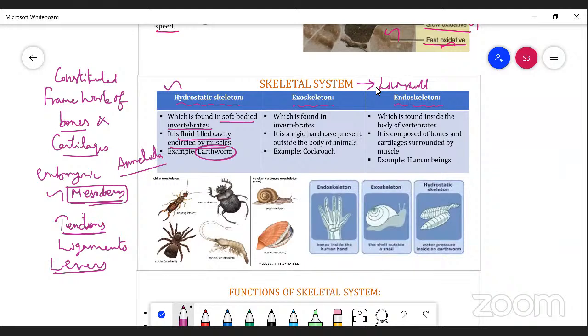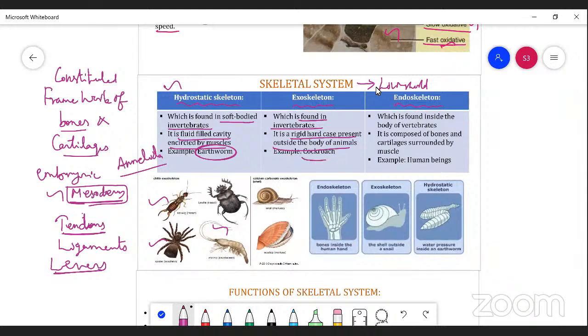Okay, next, exoskeleton. This exoskeleton is also found in the invertebrates. It is a rigid, hard case. Rigid means what? It is a tight, hard case present outside of the body of the animals. You can see here these exoskeleton examples: the beetles and the spider, as well as insects and prawn, which are covered by a hard portion. That is known as the exoskeleton.